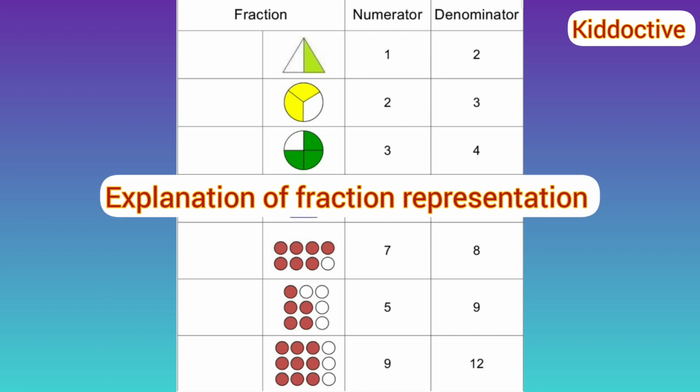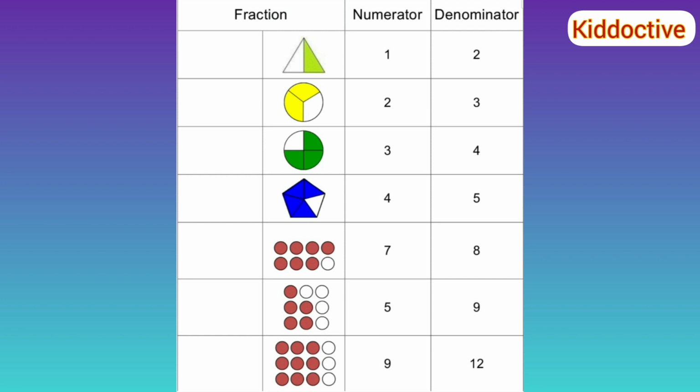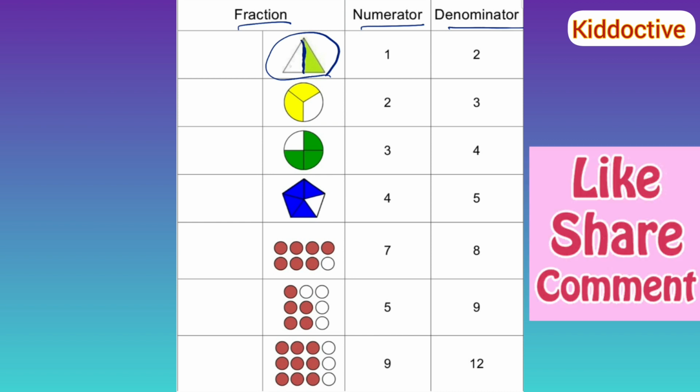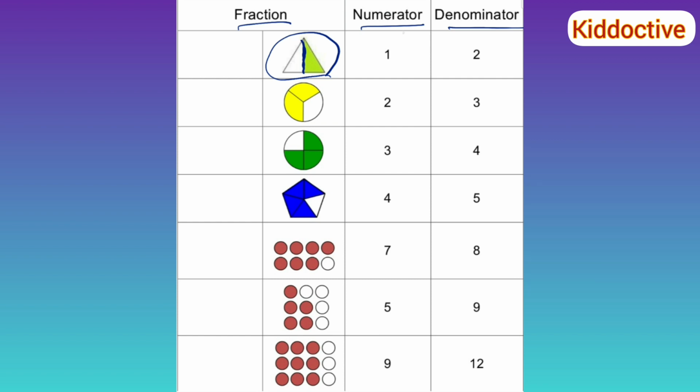Okay, this kind of questions you will get in your exam. So here it's written fraction, numerator and denominator. So this is a triangle. The triangle is split or divided into 2 parts. That's why one part is shaded. So numerator is 1. Denominator means how many parts it is divided into? 2 parts. So that's why denominator is 2.